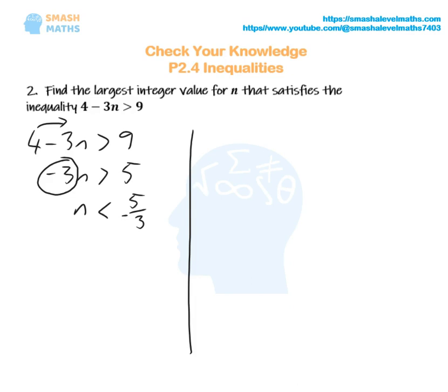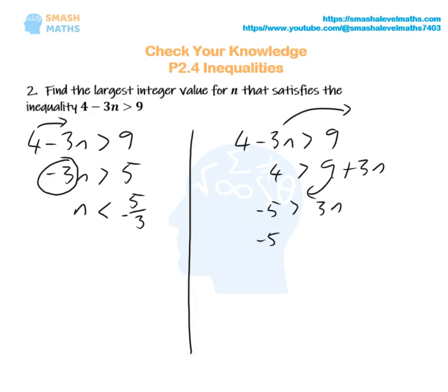Alternatively, I'm not a big fan of flipping the inequality sign because I always worry that I'm going to forget to do it or do something daft. So what I like to do is get my variable positive, and I'm going to do that first of all by just moving that over to the other side. So we've got 4 is greater than 9 plus 3n. Now I've got that positive, I don't need to worry about it. So now I'm going to move the 9 back that way. So we've got minus 5 greater than 3n, and then we've got minus 5 over 3 greater than n.